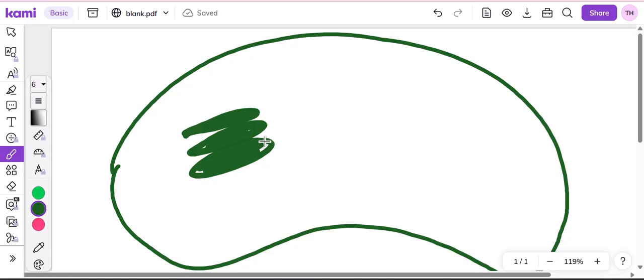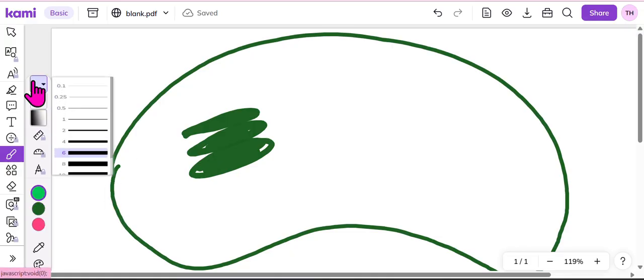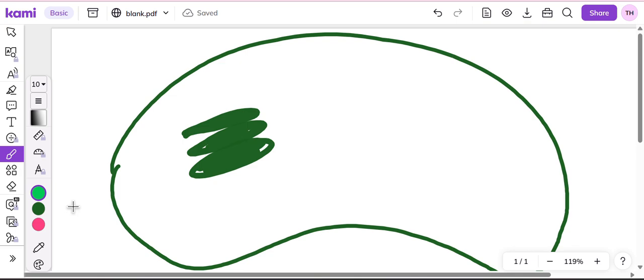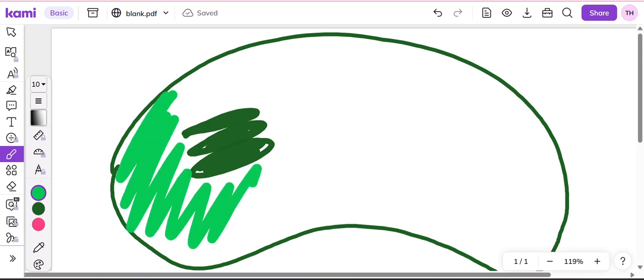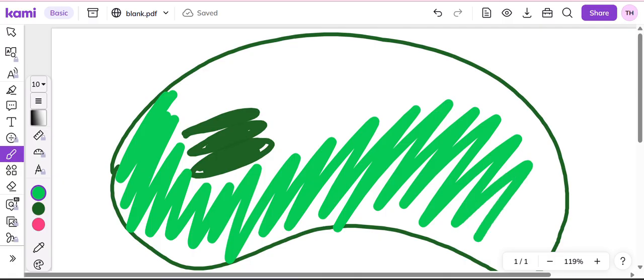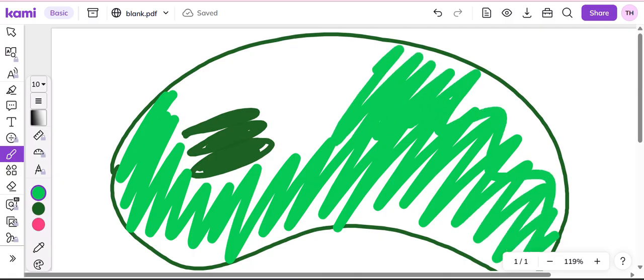But for right now, we're going to keep it somewhat simple with just one stack, and then we're going to fill in the rest of our chloroplast with this lime green, which is representing our stroma.